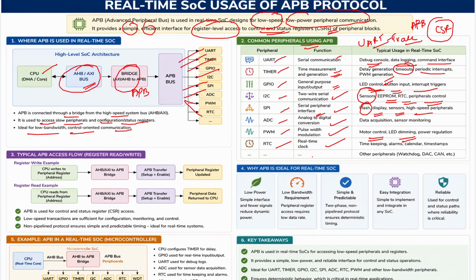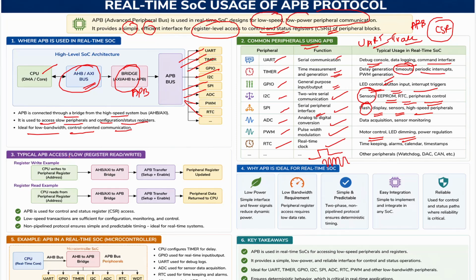PWM, pulse width modulation: you know that if your pulse is high, your carrier signal should be high, and if the pulse is low, your carrier signal should be low. Based on that, we are controlling the device, such as how the motor is controlled.